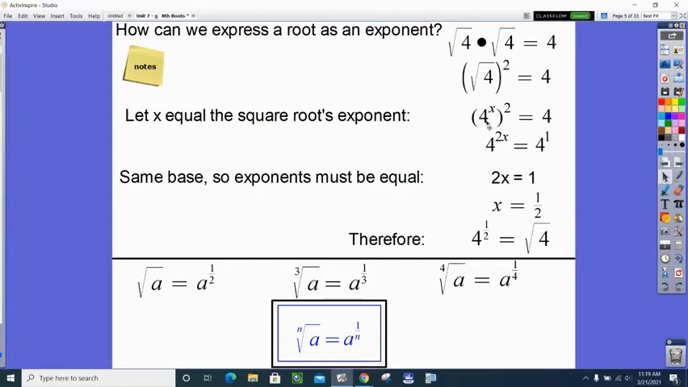Do you remember if you have a base raised to a power, you multiply? And notice that over here, the exponent is 2x, and on the right, the exponent is 1. They have to be equal because the base is the same.